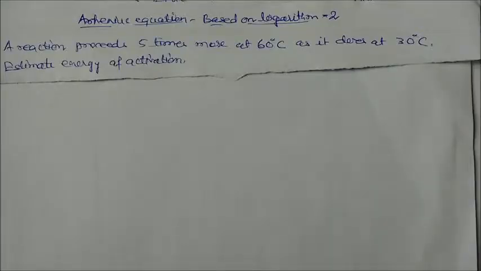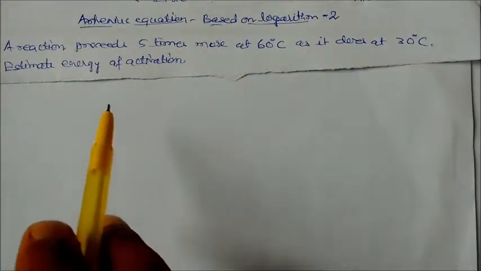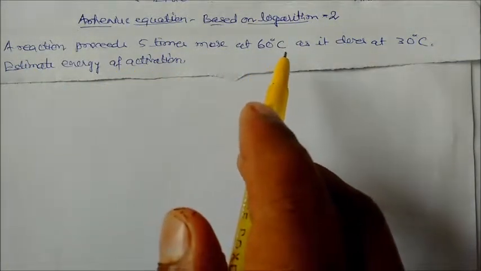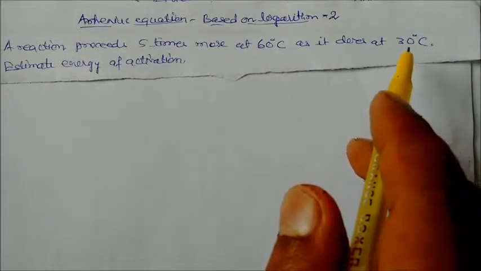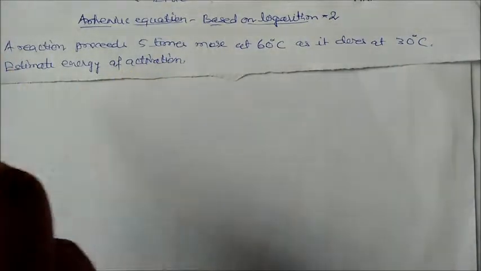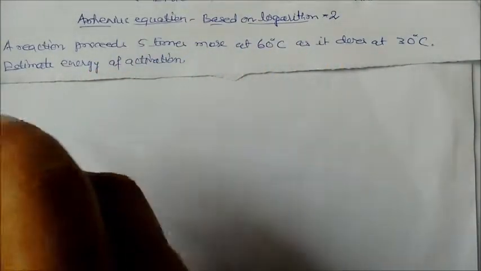So welcome to this second part of this problem, Arrhenius equations. Here we see a reaction proceeds 5 times more at 60 degrees centigrade as it does at 30 degrees centigrade. Estimate the energy of activation. So the temperatures are given, 60 degrees and 30 degrees, so we'll use these values.